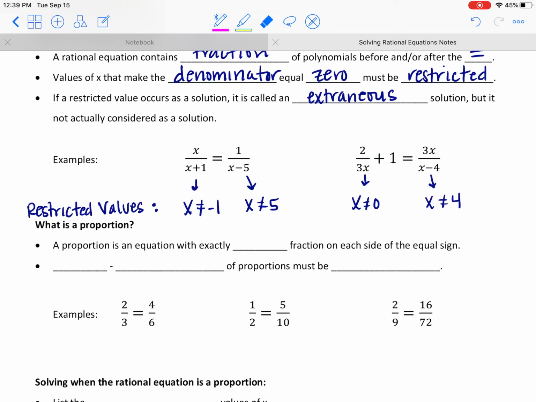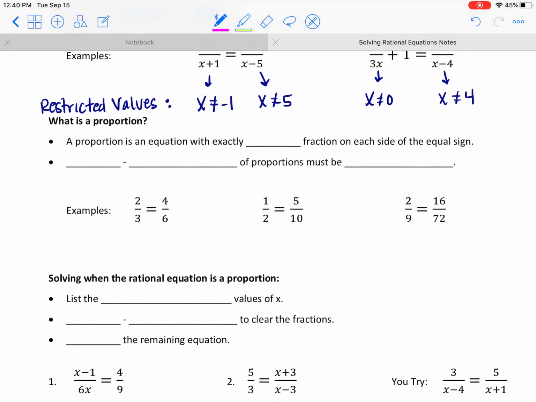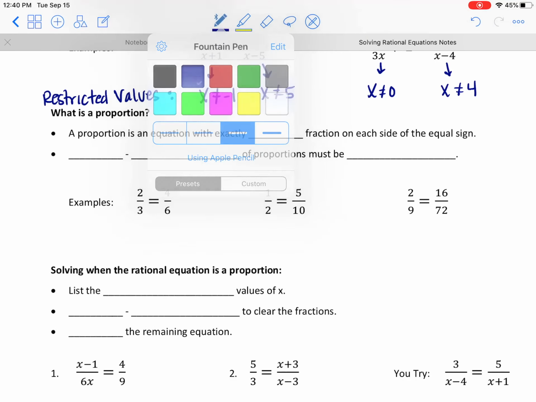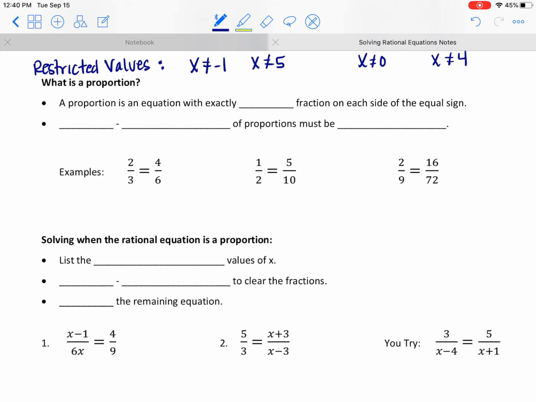So proportions, this is sort of like the complex fractions. Remember we said if we had one fraction over one fraction, it was pretty straightforward. We would just keep, change, flip. If it wasn't, then we would try to make it that way so we could keep, change, flip. Okay, so similar concept here where we have these two types of equations we're going to deal with. So the proportion is the easier of the two. Let's start there. A proportion is an equation with exactly one fraction on either side of the equal sign.